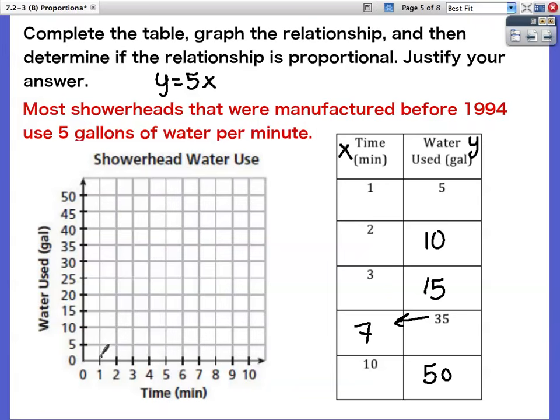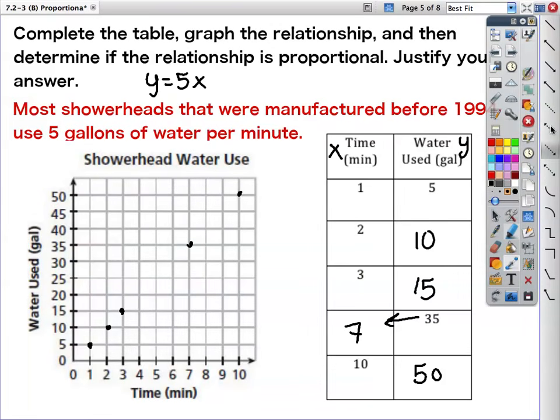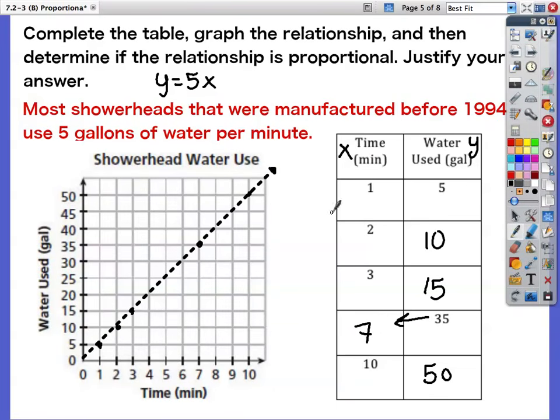Okay, now I've got to graph my points. 1, 5, all right, 2, 10, 3, 15, and 7, 35, and 10, 50. And let's see if I can connect these a little better this time. I think I selected the right line here. Yes, selected the right line. That's pretty close. Notice, even though we didn't have the point 0, 0 on our table, if you extend that line all the way back to the beginning, it intersects right here at 0, 0.